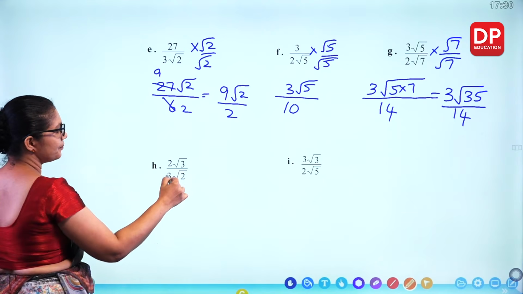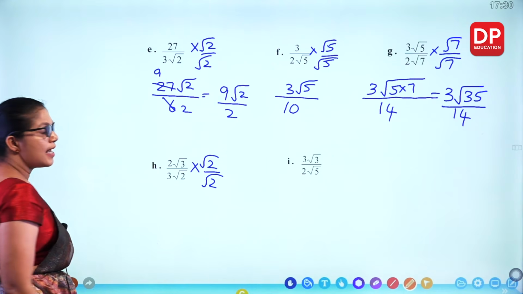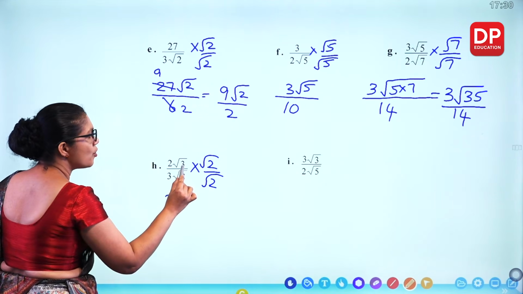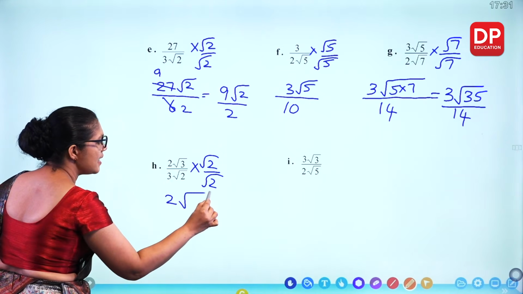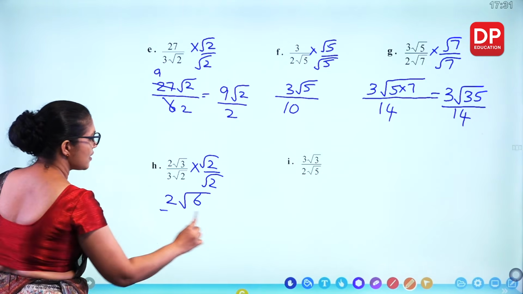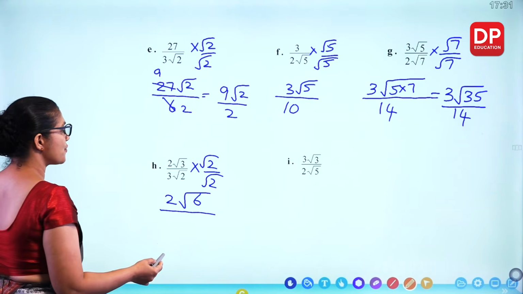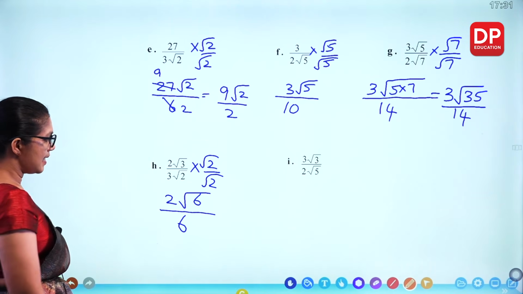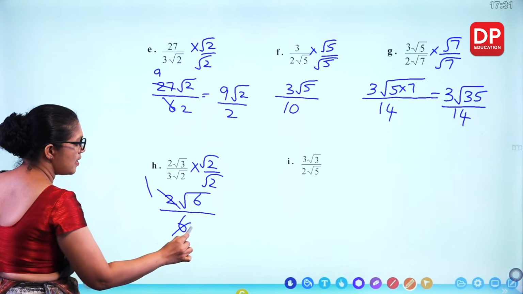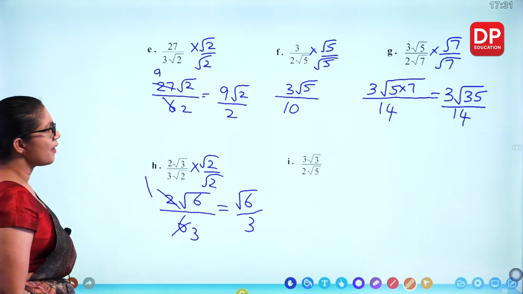This one, what's the surd value? Root 2. So, I can multiply both the numerator and the denominator by root 2. So, what you get? 2 root 3 times root 2, I can put inside the surd form. 3 times 2 I can write as 6. What happens to the denominator? Root 2 times root 2, you get 2. 2 times 3, 6. Now I see I can simplify 2 and 6. 2 times 1, 2 times 3. So the answer is root 6 over 3.